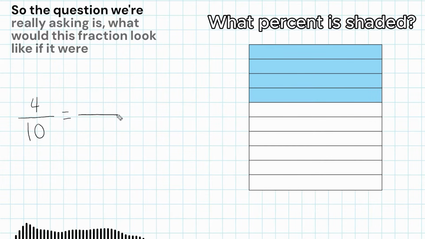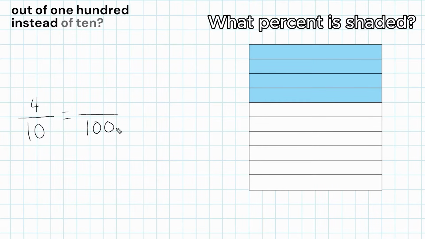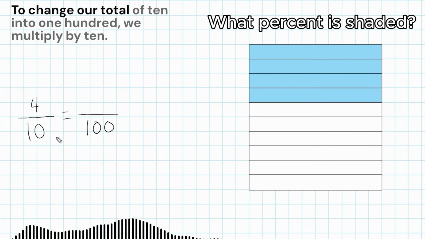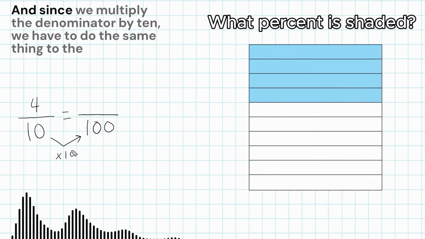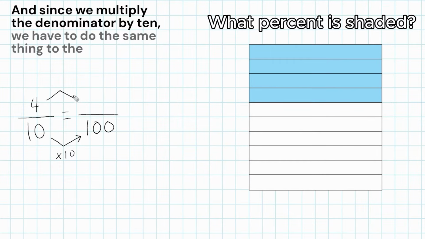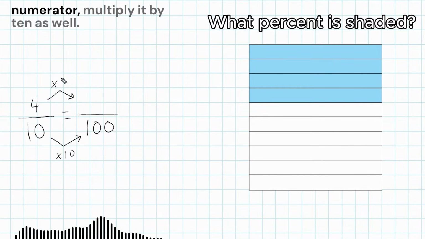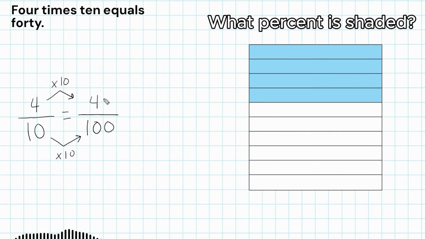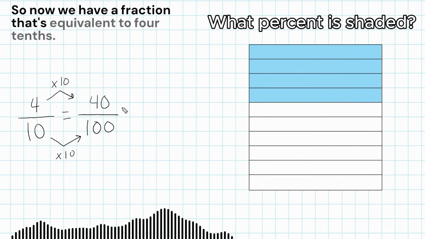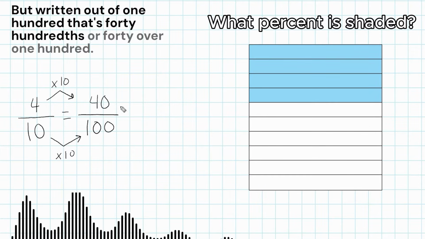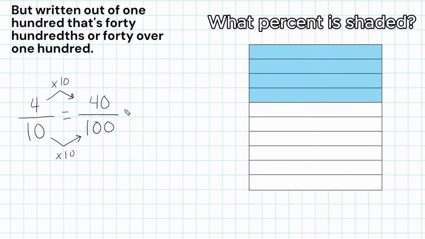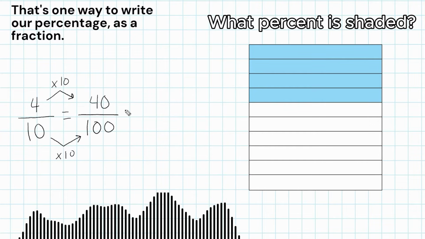So the question we're really asking is, what would this fraction look like if it were out of 100 instead of 10? To change our total of 10 into 100, we multiply by 10. And since we multiplied the denominator by 10, we have to do the same thing to the numerator, multiply it by 10 as well. 4 times 10 equals 40. So now we have a fraction that's equivalent to 4 tenths, but written out of 100. That's 40 hundredths, or 40 over 100. That's one way to write our percentage, as a fraction.